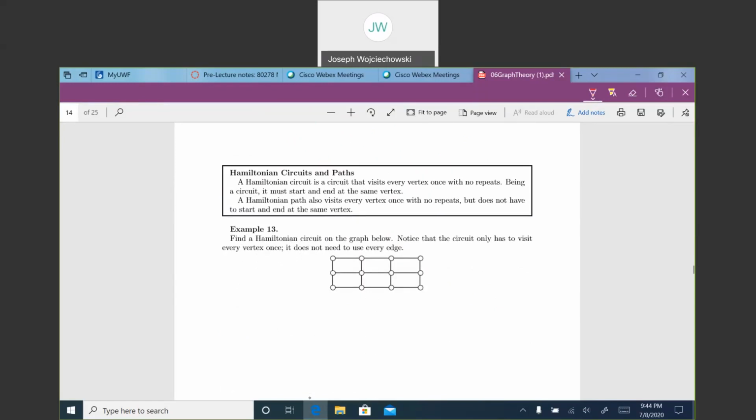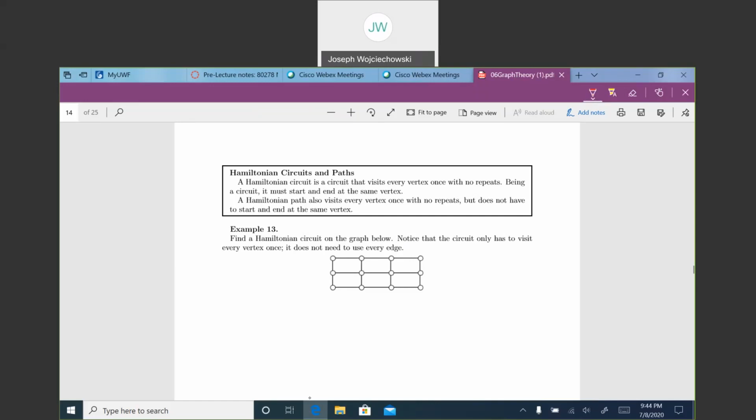Hamiltonian circuits and paths. A Hamiltonian circuit is a circuit that visits every vertex once with no repeats. Being a circuit, it must start and end at the same vertex. A Hamiltonian path also visits every vertex once with no repeats, but does not have to start and end at the same vertex. Find a Hamiltonian circuit on the graph below.